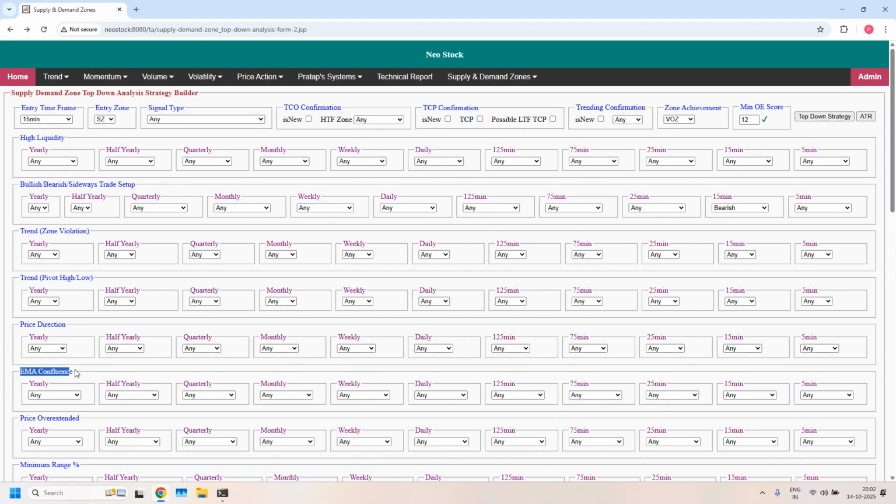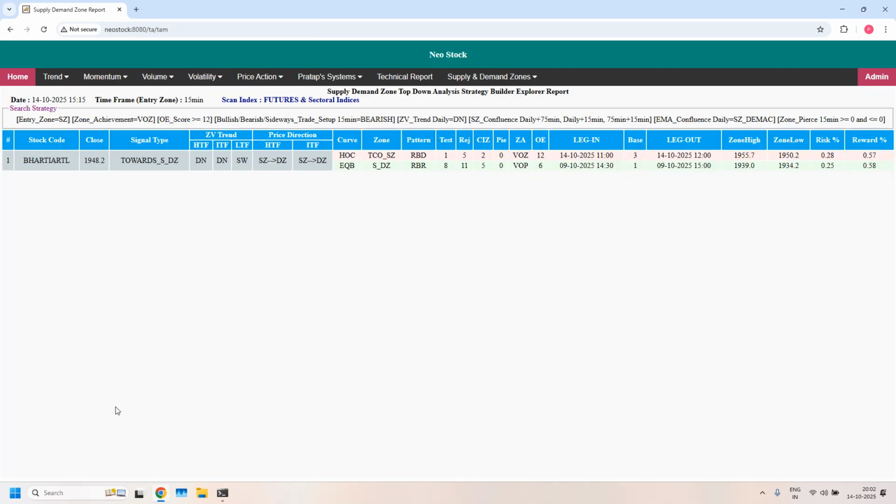And then EMA confluence, that is a daily supply zone with daily EMA confluence, and also the trend on the daily should not be sideways, it should be downtrend because it is a bearish trade setup. Let's filter. We got 1 stock. So this 15 minute supply zone might have a higher probability of success, provided the 20 checklist items are satisfied. Otherwise, higher chances of zone violation.